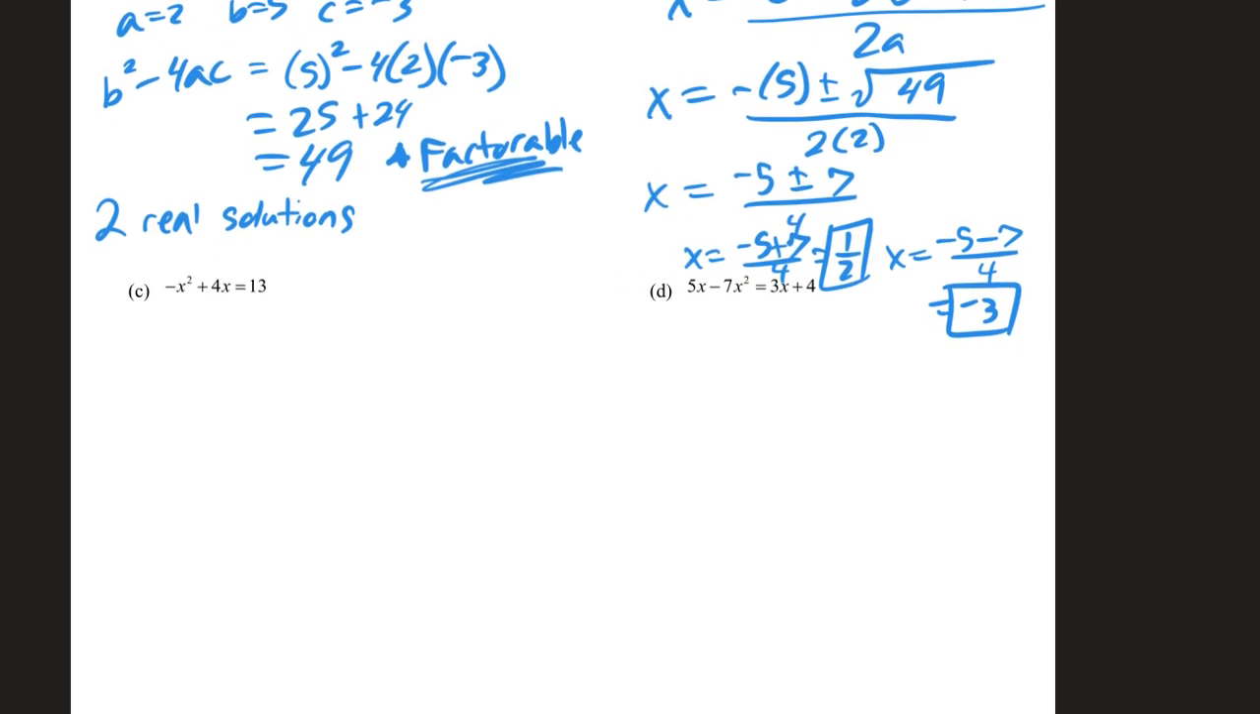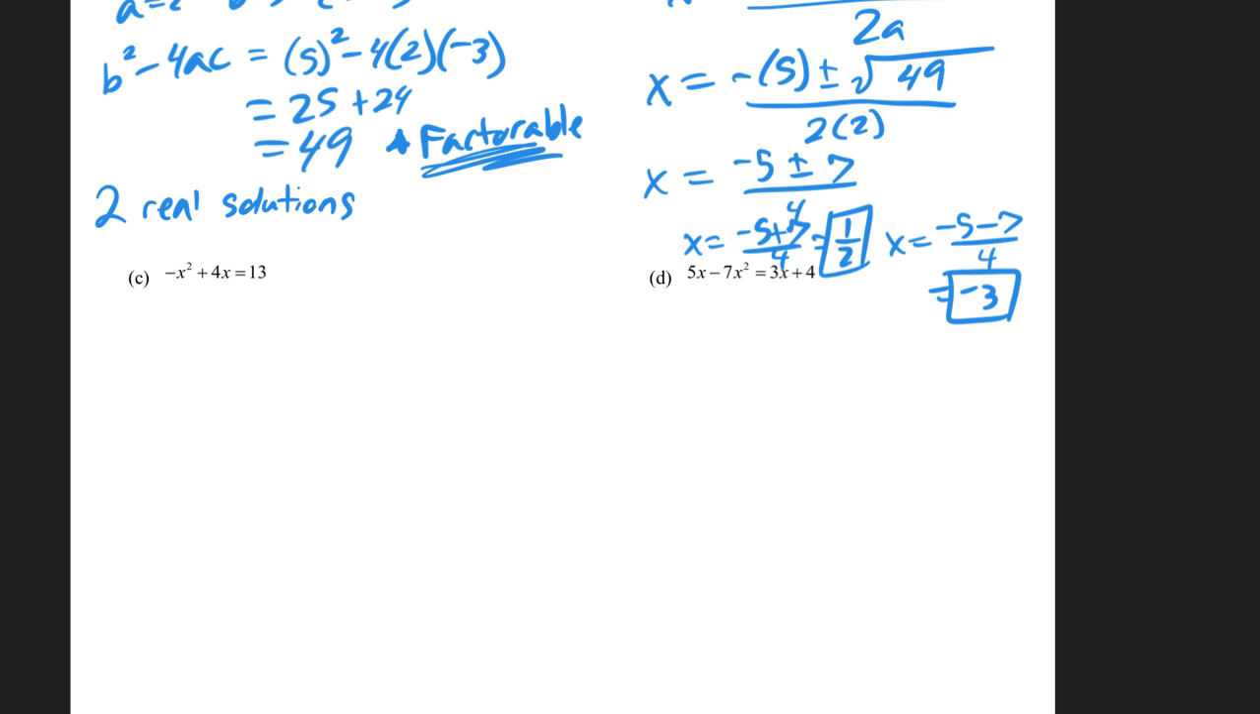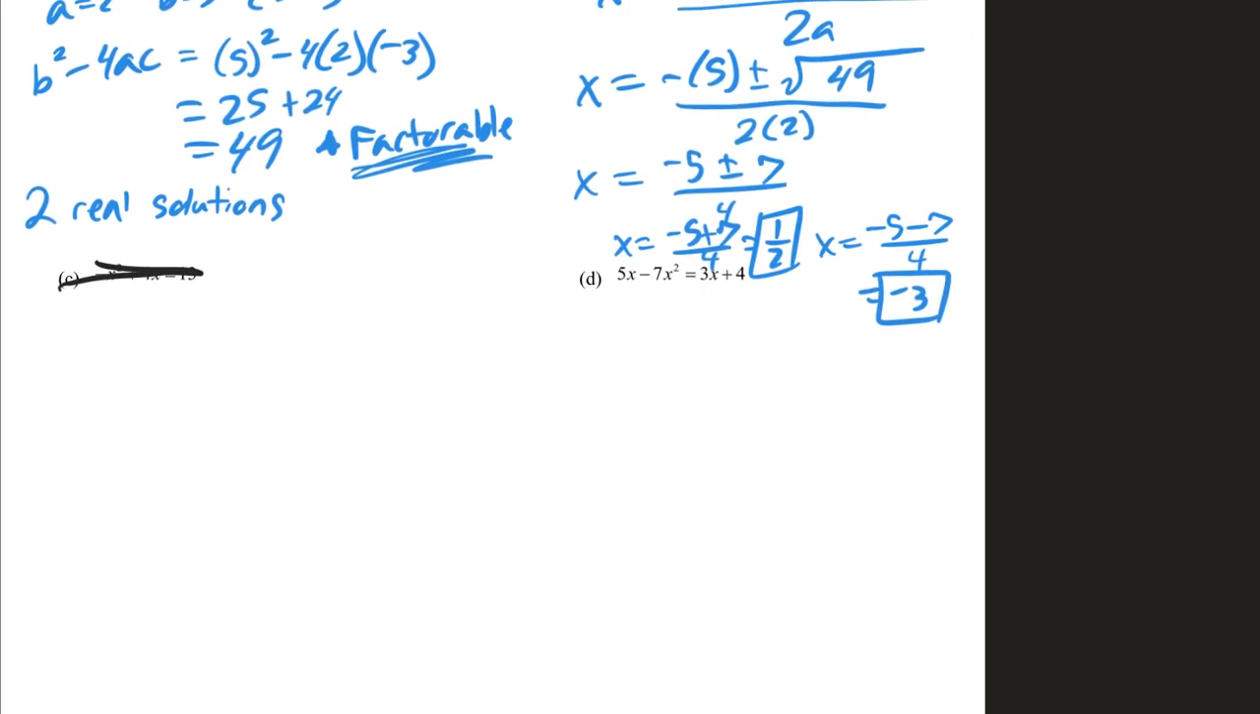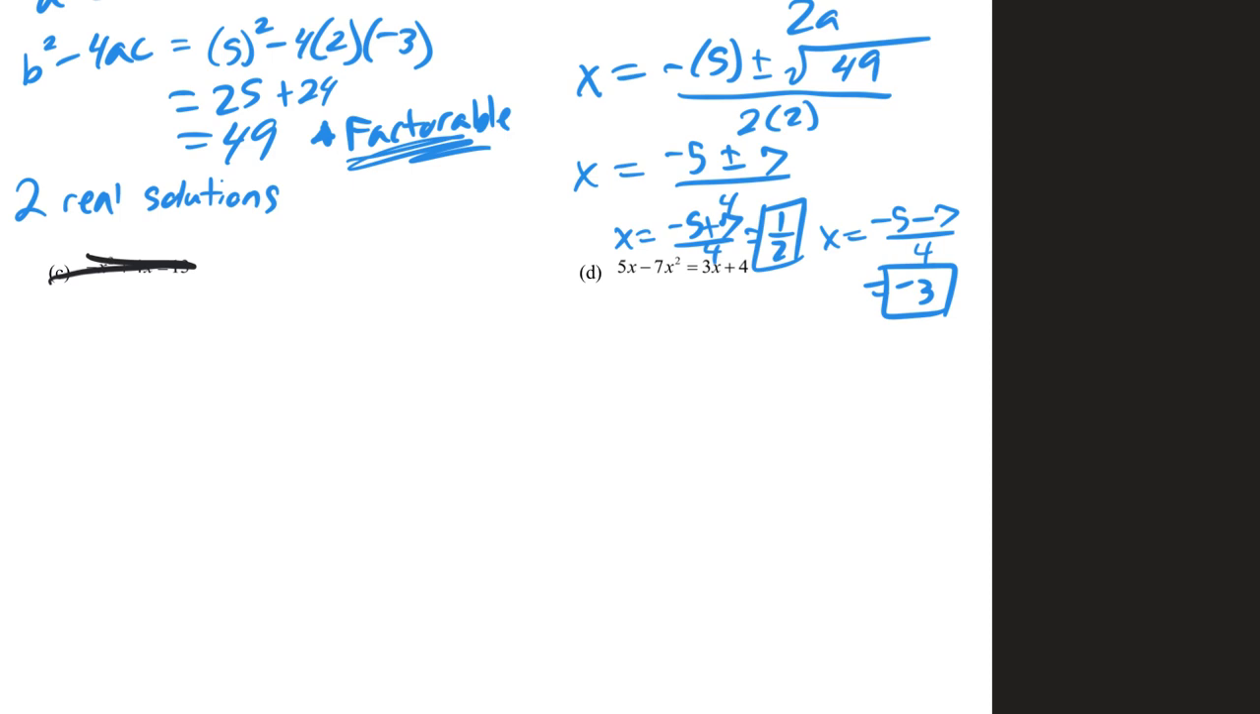Okay, so moving on to one more example. I'm going to do the same thing, but I'm going to skip C and come to example D. All right. So the first thing I need to do is be equal to 0. My x squared term is negative, so I'm going to move this stuff to the other side, and this becomes 0 is equal to positive 7x squared. So I'm adding that to the other side.